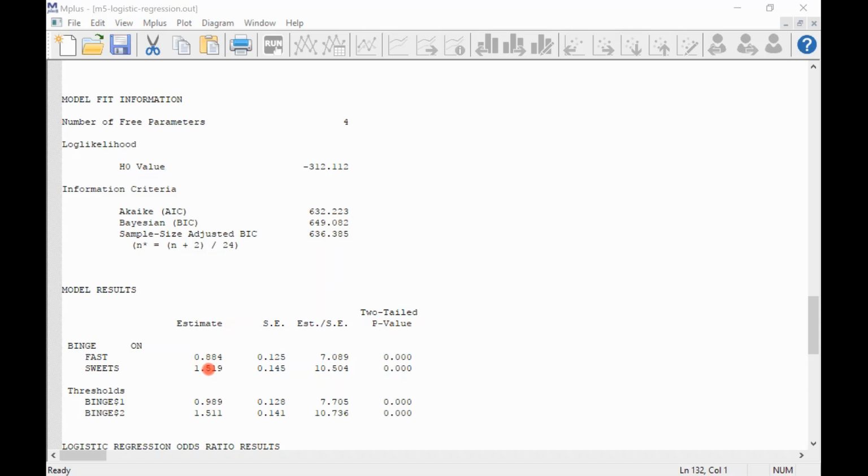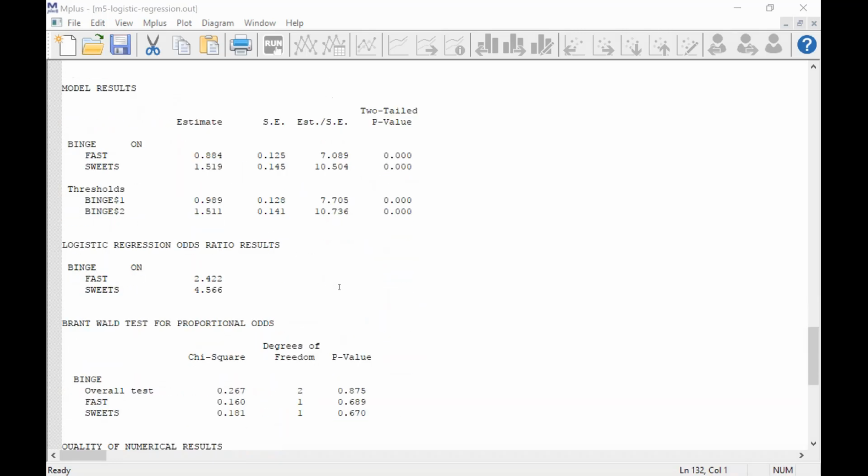However, to more easily interpret your results, you will probably want to look at the odds ratios. Let me tell you how to interpret these coefficients. Let's take the first one. The first coefficient is 2.422. This coefficient tells you that people who have heightened cravings for fast food are 2.4 times more likely to switch from the category of no binge eating to sometimes, and from sometimes to frequently.